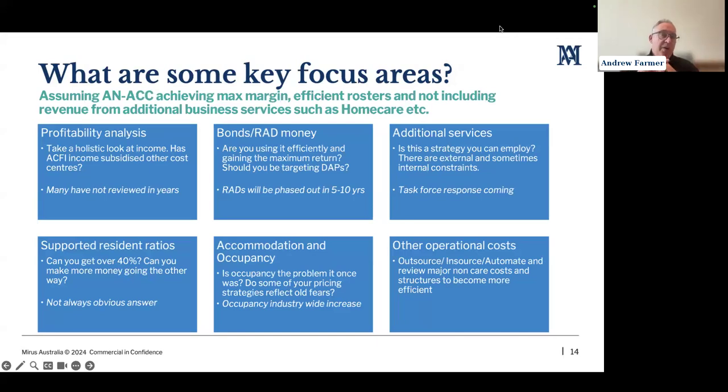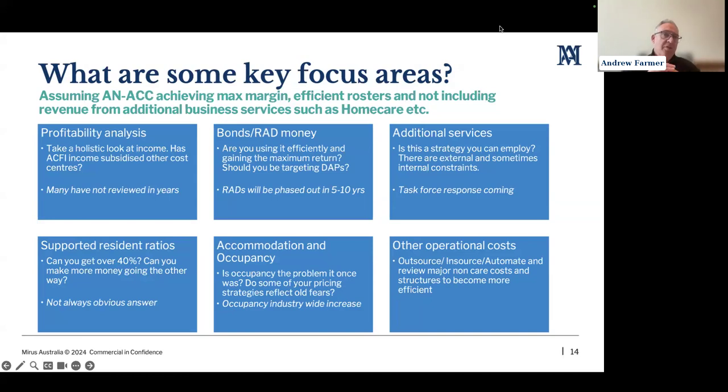Supported resident ratios. We've had a couple of recent examples where providers have been driving very hard towards the 40%, but happen to be in quite wealthy areas where hitting that 40%, or even maintaining it, is very difficult. That's just not their catchment. That's not the people who are coming to their facilities. So in actual fact, in this one particular case we're looking at, it's more profitable. So you create more sustainable margin, Tim, from actually going down, not up. And so you're artificially trying to force that number up, where it's actually a lot easier to go down.